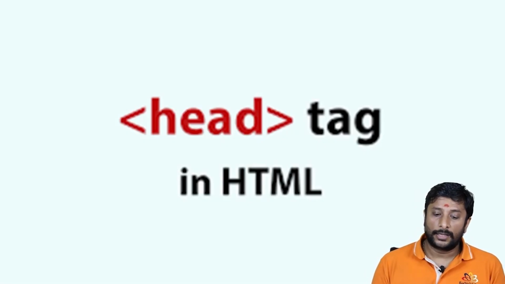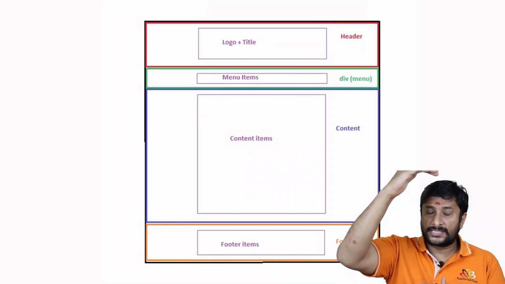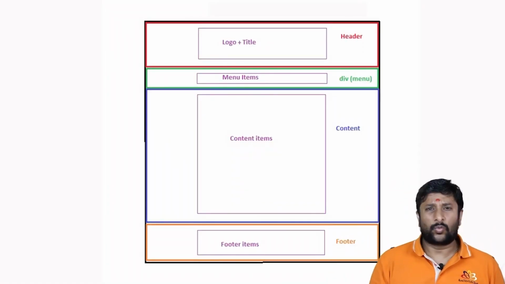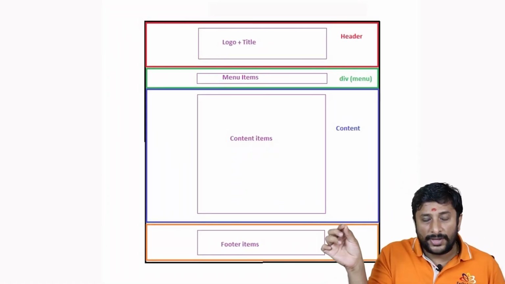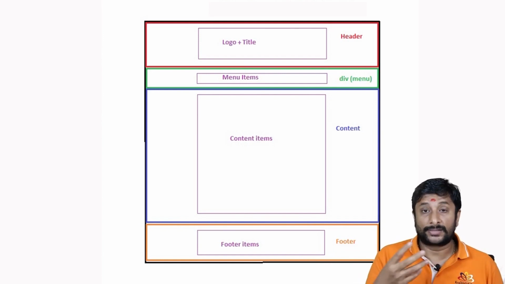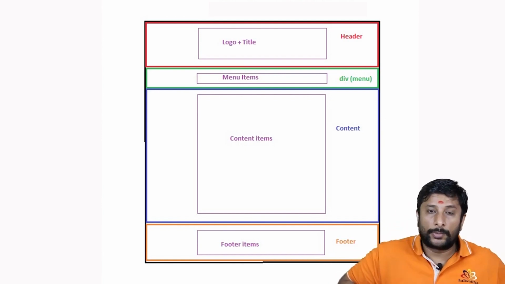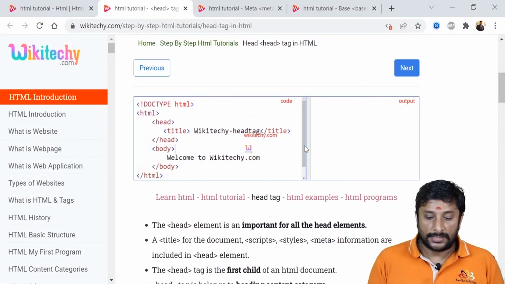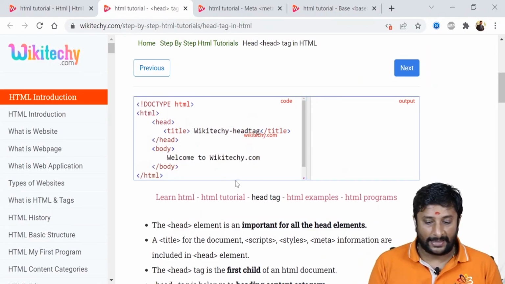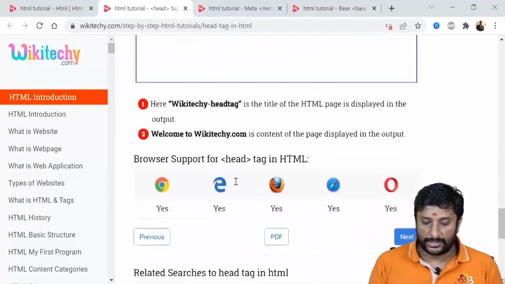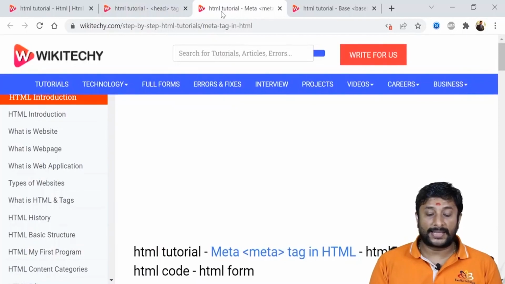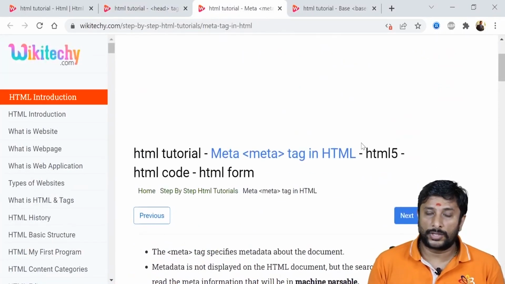The head tag is, if you talk about your HTML, the HTML will have the head and the body. What is the head? It gives the information about the page, like the title. Without the head, you can't identify the page. Now the meta tag is nothing but the information about the web page.